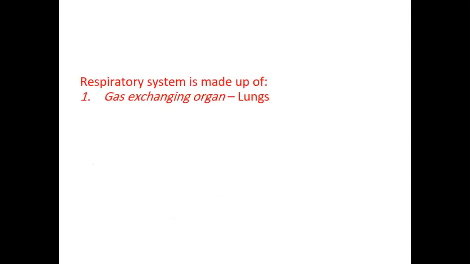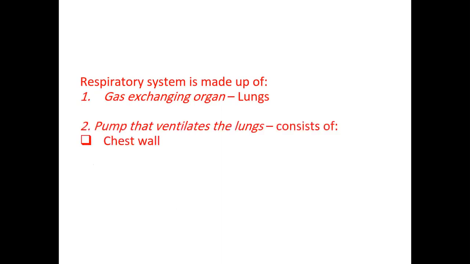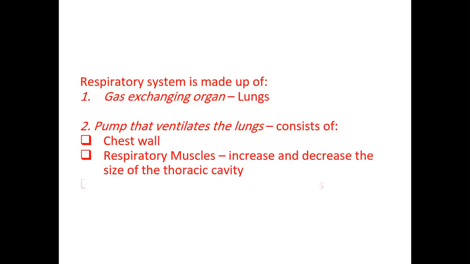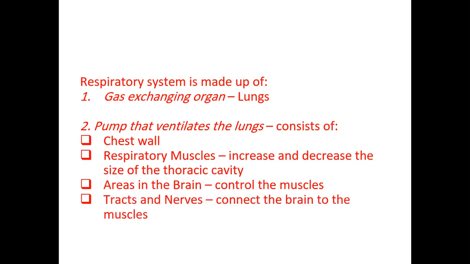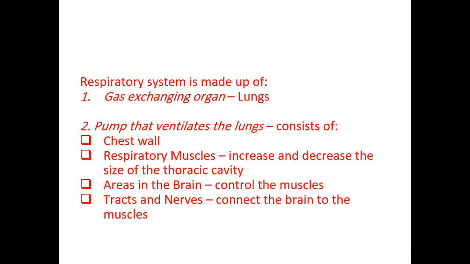The respiratory system is made of a gas exchange organ, which is the lung. Number two, the pump that ventilates the lung consists of the chest wall and respiratory muscles, which increase and decrease the size of the thoracic cavity. Areas in the brain control the muscles. Tracts and nerves connect the brain to the muscles.